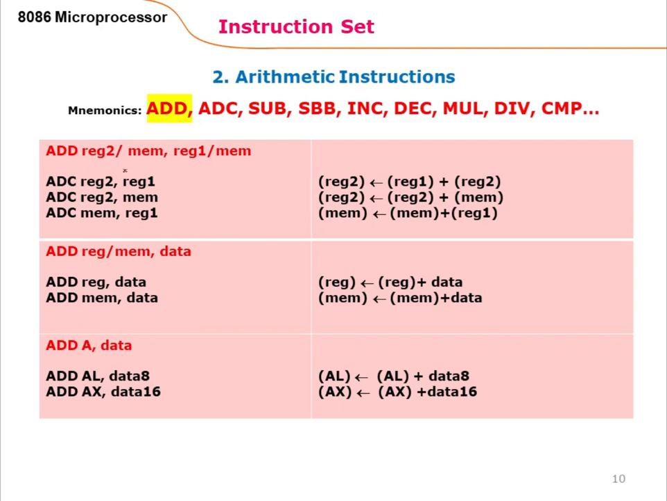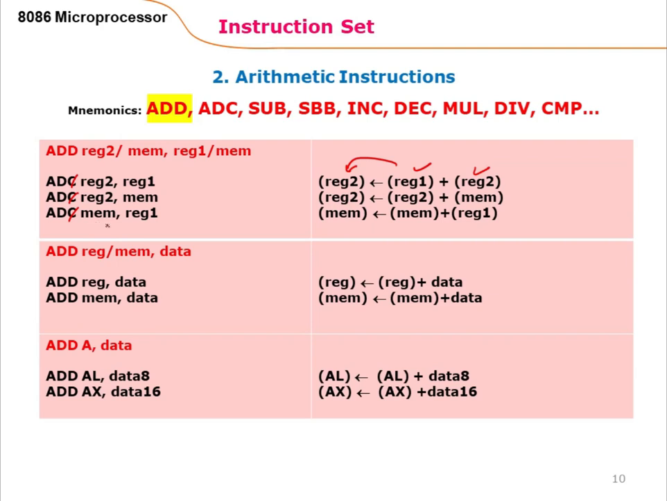What happens when we use ADD? Forget the ADC here, we are not using ADC. When we use ADD, register 2 is the destination and register 1 is the source. It adds the contents of register 1 and register 2, and the result is stored in register 2. Similarly, when we use register and memory, the contents of register and memory are added and the result is stored in the register.